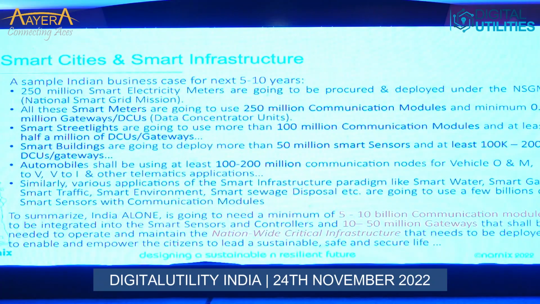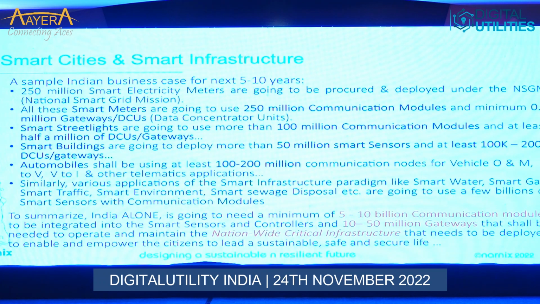If you look at smart cities or smart infrastructure per se, it's a back-of-envelope calculation which I did a couple of years back. We already see that 250 million smart meters are going to be deployed in the next few years, and all these smart meters are going to have one communication module. If we go for RF mesh technologies, we're going to have about 500,000 gateways or DCUs also. Similarly, smart street lights are going to use a couple of hundred million communication modules.